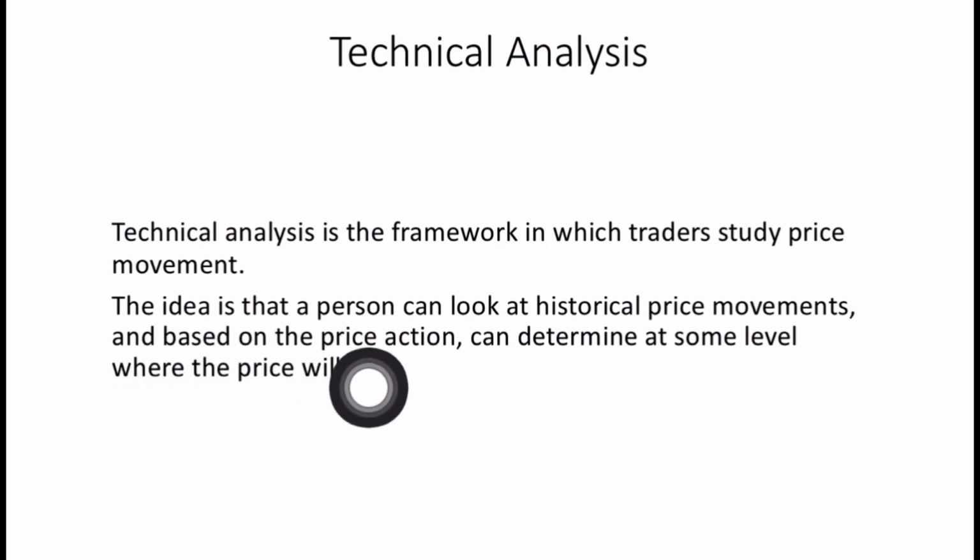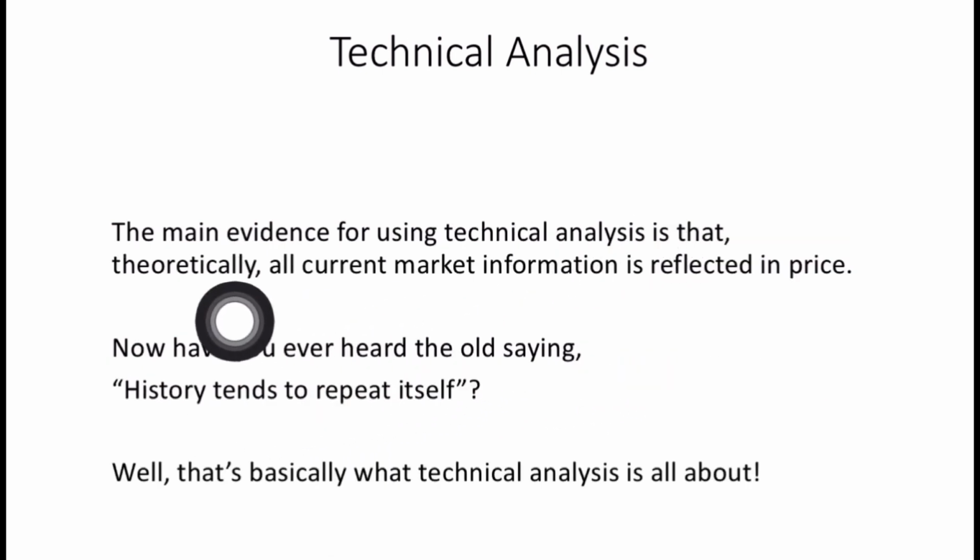The idea is that a person can look at historical price movements and, based on the price action, determine at some level where the price will go. So the main evidence for using technical analysis is that, theoretically, the current market information is reflected in price. Now, you have heard the saying, history tends to repeat itself. So whatever happens in the market has happened before.